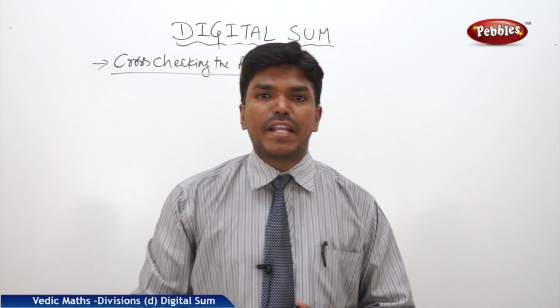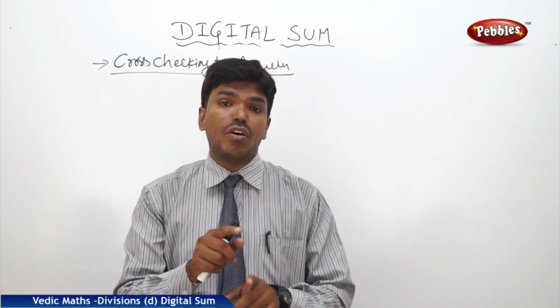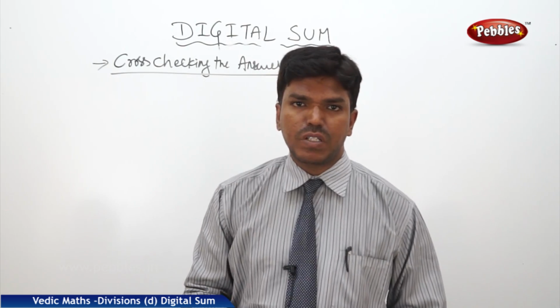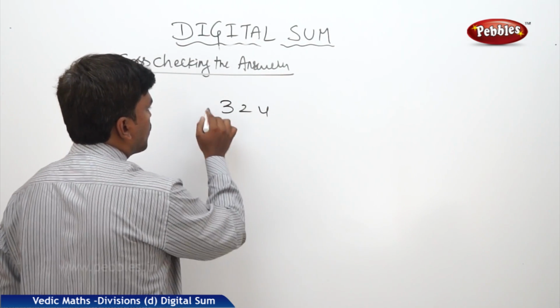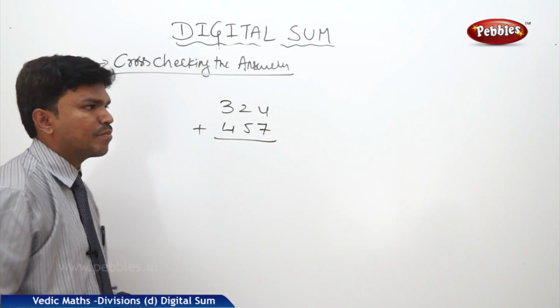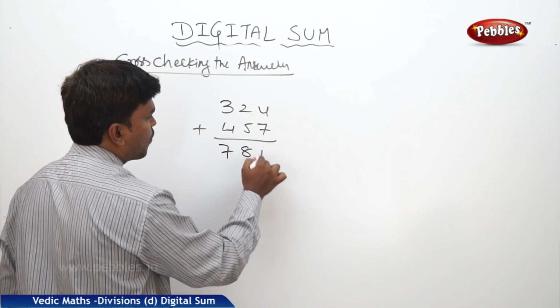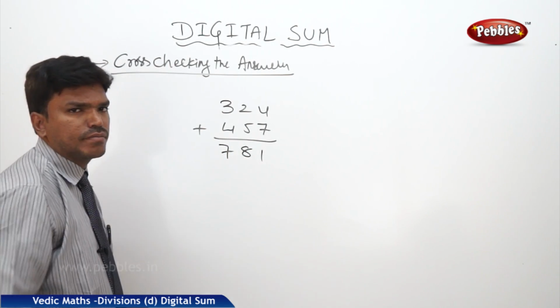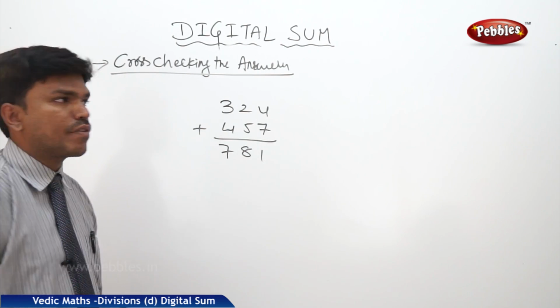This digital sum is very useful for cross-checking the answers which you calculated already. For example, suppose 324 plus 457. I want to add these two numbers. So 3 plus 4 is 7, 7 but 8, 1, 781. I got the answer. I want to check whether it is correct or not, but in a faster way.